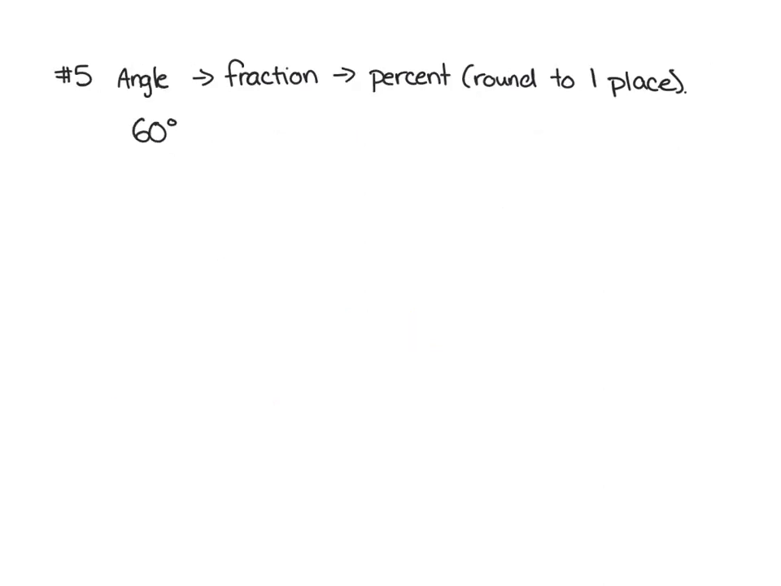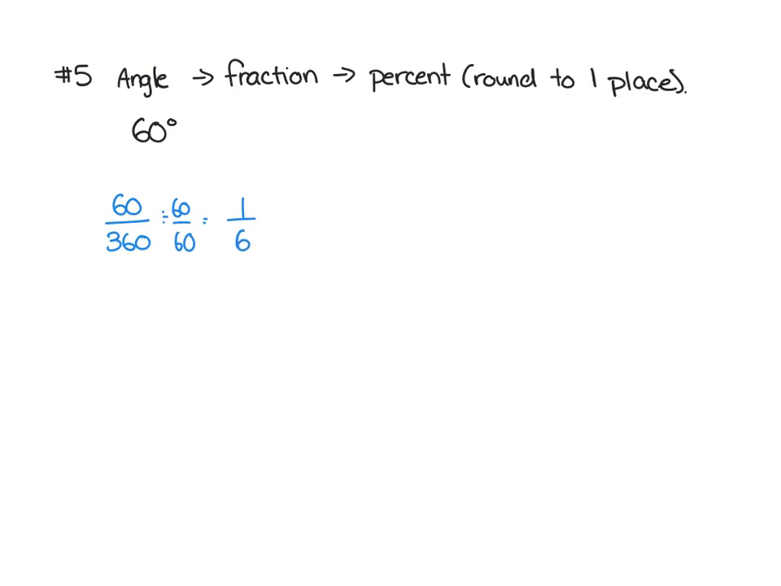Question 5 is asking you to do something very similar, but they're not breaking down the steps for you. They literally just give you an angle, and they say turn your angle into a fraction, and then turn that fraction into a percent, and round it to 1 place. So we have our angle is 60. To write it as a fraction, a whole circle is 360. Now, to make it into a percent, we can take it into lowest terms. So we can divide them both by 60. So that gives us 1 out of 6.